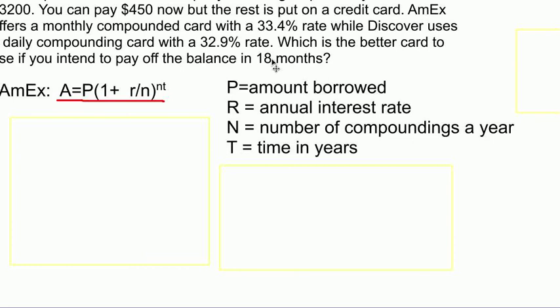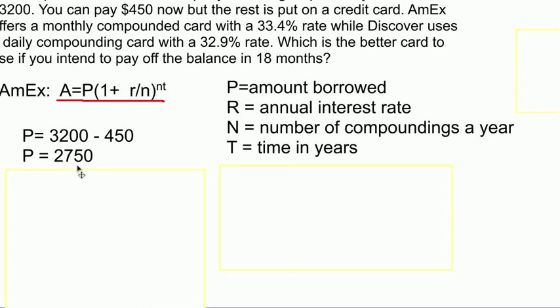So we can't really use this 18 number directly if we're going to use this formula. But we're going to use the 18 indirectly. So let's go ahead and find what these values are for this particular credit card. The amount we're borrowing is not the entire 3,200, right? We can pay some of it now, and then the rest has to be charged. So the difference is what we have to put on our credit card. So we're borrowing from the credit card $2,750, and we have to pay that back with interest. So that's our P value.